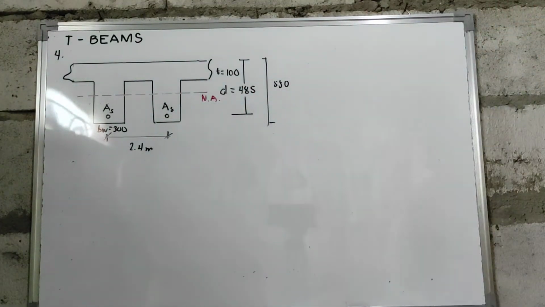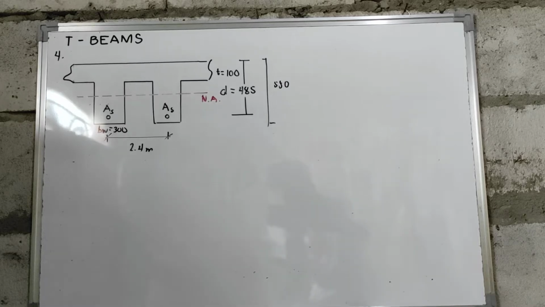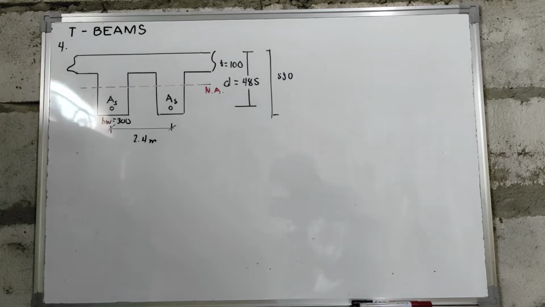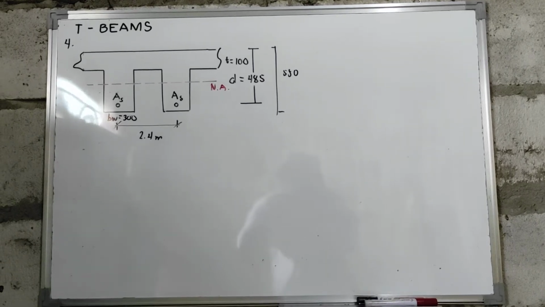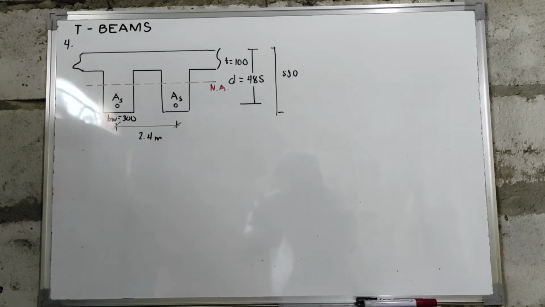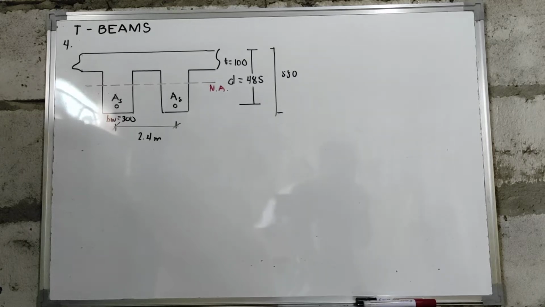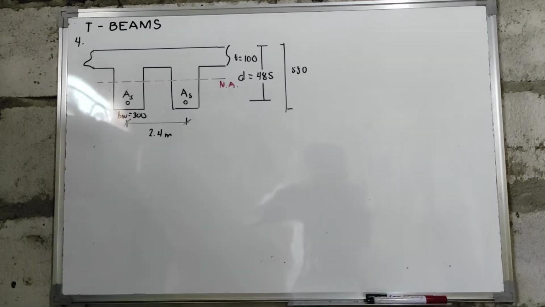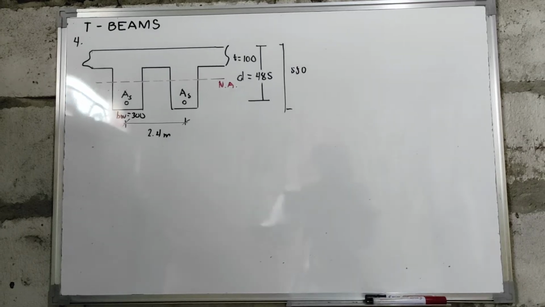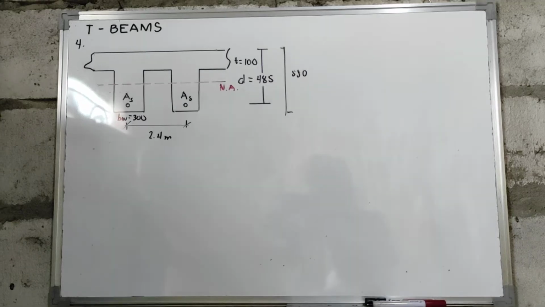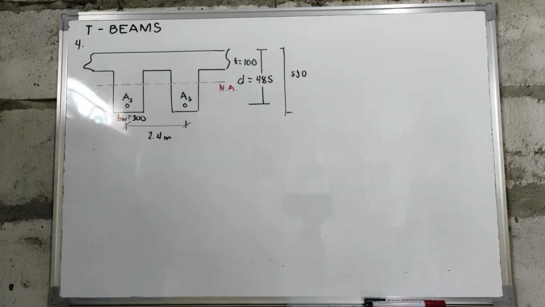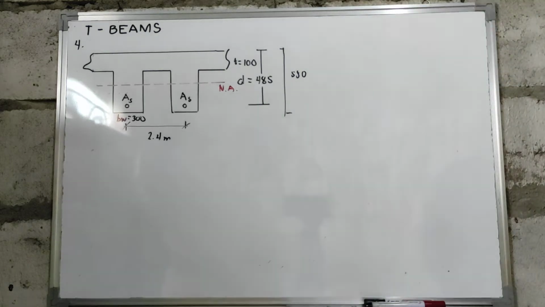The T-beam is monolithically poured with the slab. So meaning to say, sabay yung pagbuhos ng slab at saka nung beam natin. The beam has a simple span of 6 meter. So given lang is yung span natin na 6 meter. Wala tayong given na clear span. And a spacing of 2.4 meter center to center. So from the center of the beam, ayan. So meron tayong center to center spacing na 2.4 meter.